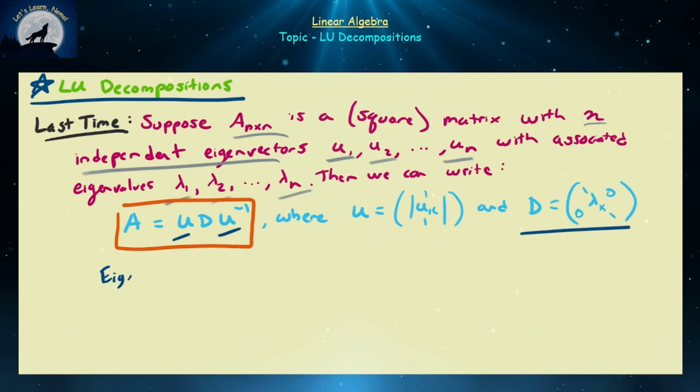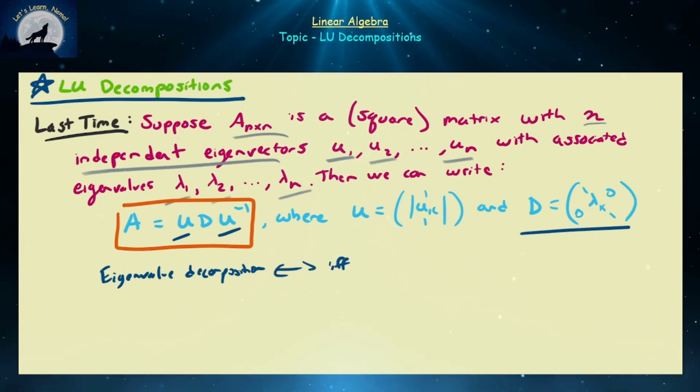This is our eigenvalue decomposition. And obviously this exists if and only if A is what we call diagonalizable. So not every matrix is diagonalizable, right? This is one of the downsides of eigenvalue decompositions.